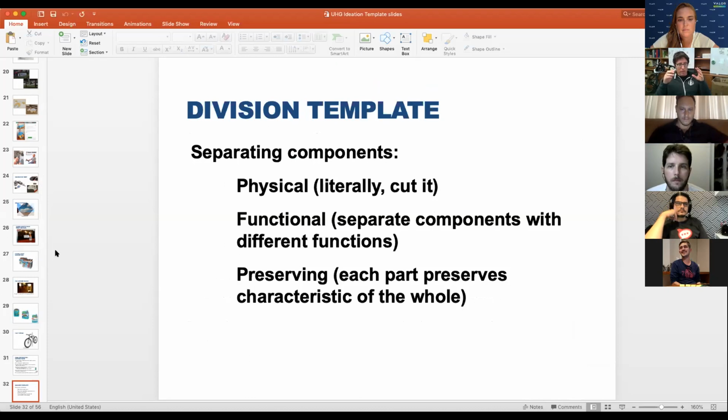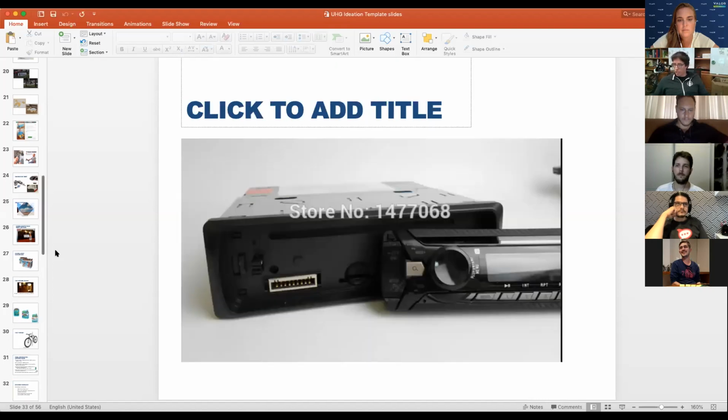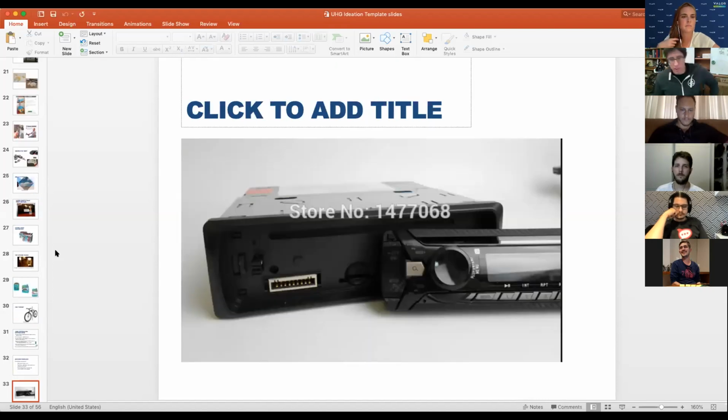The next template is called the division template. Here I separate components. I either physically cut them or I separate them by functionality. This is something that all Brazilians are familiar with, because every Brazilian has had their car radio stolen. It's a rite of passage. If your car radio hasn't been stolen, it must be that your car radio is really, really bad, because they'll take anything. So how do you make a safer car radio?